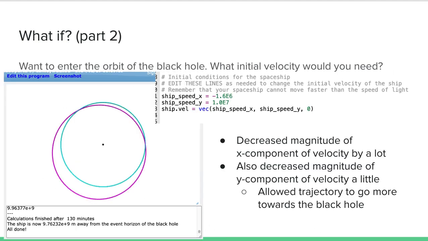So if you want to enter the orbit of the black hole, what initial velocity would you need? I did this experimentally in the code, and I calculated its initial velocity here is negative 1.6 times 10 to the 6th in the x direction, and 1.0 times 10 to the 7th in the y direction. So I decreased the magnitude of the x component of velocity by a lot, and also decreased the magnitude of the y component of velocity a little, which allowed the trajectory to go towards the black hole.